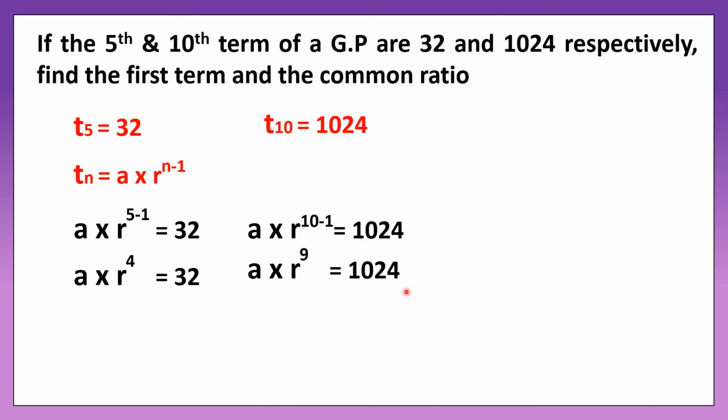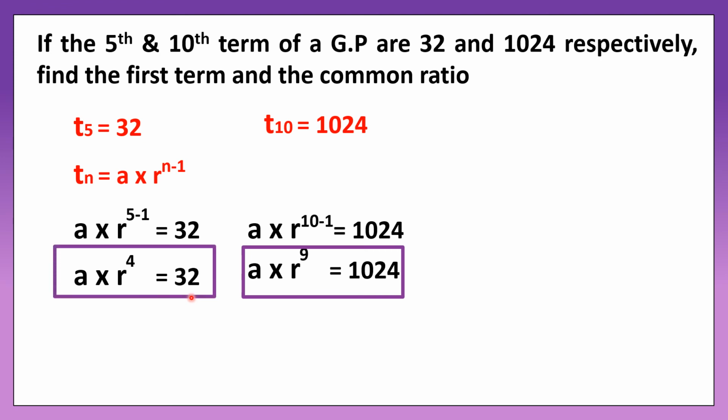Since this is the bigger equation, the greatest number when compared to this one, we can take this one as the numerator and try dividing it. This equation can be divided by this equation. Since this has the greater values, we keep it as the numerator, and since this has the lesser values when compared to this one, we keep this one as the denominator. So the second equation divided by the first equation: A into R raised to 9 divided by A into R raised to 4. Left hand side of the second equation divided by left hand side of the first equation is this. Right hand side of the second equation divided by right hand side of the first equation is this.